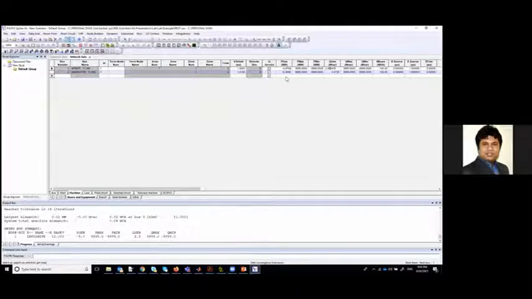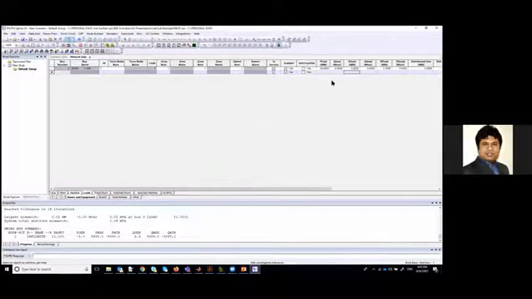Because in the system we saw that there are 15 megawatt of load. I put a load of 15 megawatt.